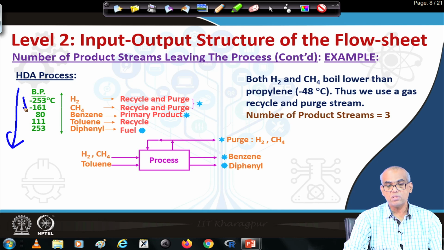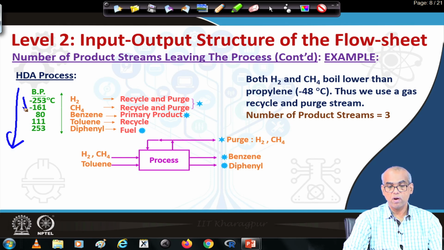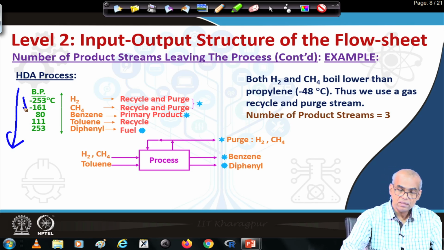So, thus we will use a gas recycle and purge stream. We have seen the heuristic that whenever, in a gas phase reaction, the light components boil below propylene, we will use a gas recycle and purge stream.